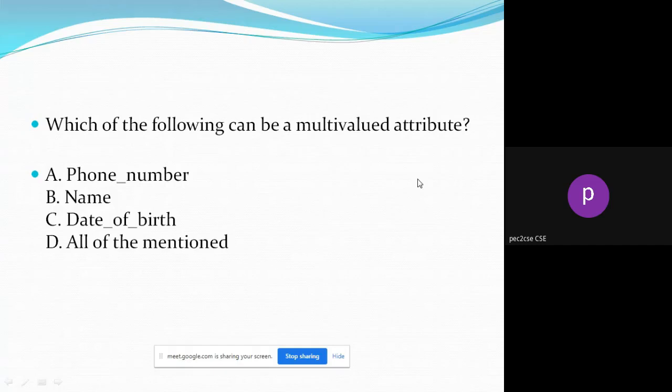Which of the following can be a multi-valued attribute? Phone number. Date of birth, how can a date of birth be multi-valued? Phone number, ma'am. Option A, phone number is the right answer.